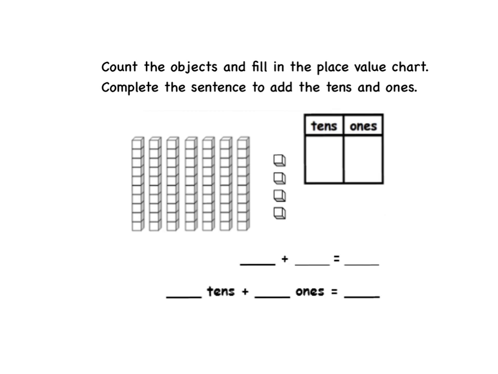This question states, count the objects and fill in the place value chart, which is right here, and complete the sentence to add the tens and ones. If we're looking at our units, we have 1, 2, 3, 4, 5, 6, 7 bundles of 10. We can also skip count this by tens. So we would say 10, 20, 30, 40, 50, 60, 70. Since there are 7 longs or 7 bundles of 10, we're going to write a 7 in our tens place on our place value chart.